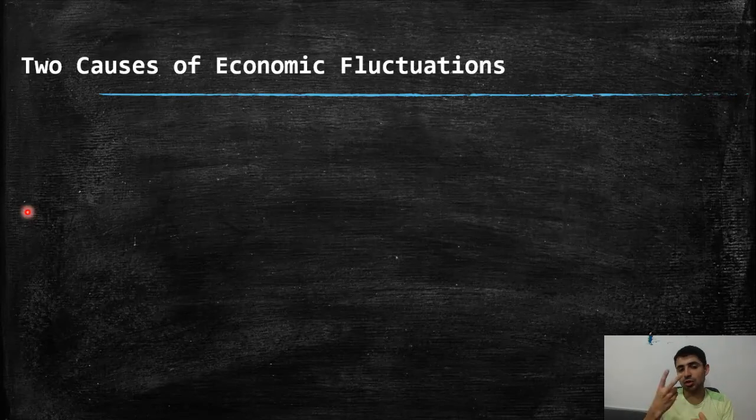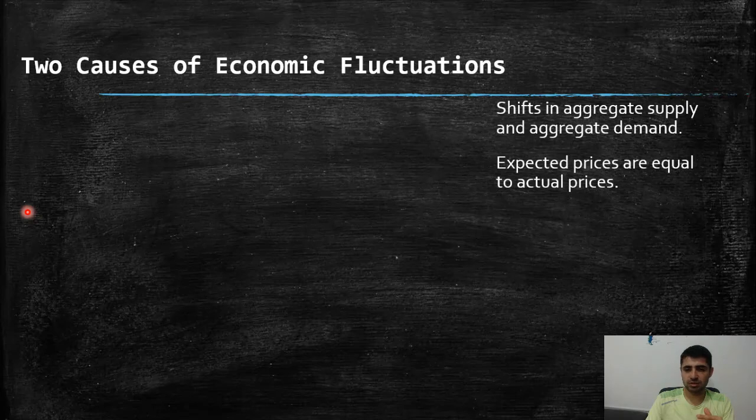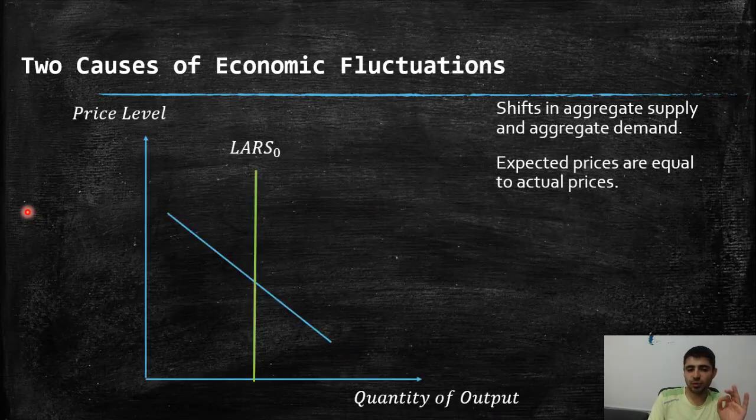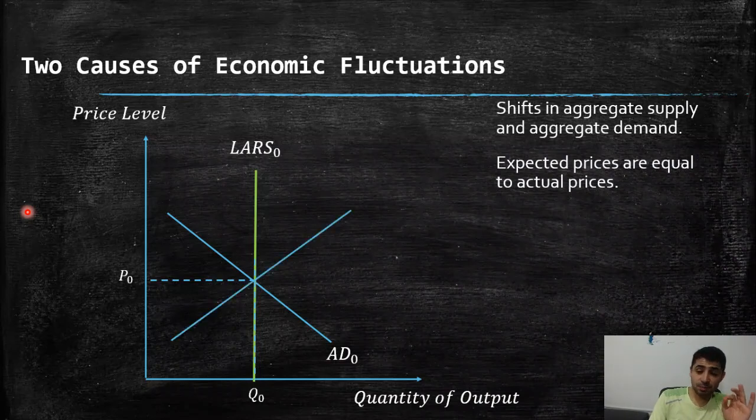So, two causes of economic fluctuations. We are going to have a look here at shifts in aggregate demand and aggregate supply. The basic situation is that the expected prices are equal to actual prices. So we have the long run equilibrium when the expected prices are exactly equal to the actual prices, because even if this A, which multiplies this gap, is higher, it multiplies by 0, so it's exactly the same.